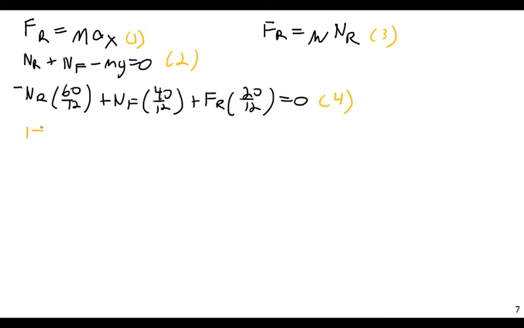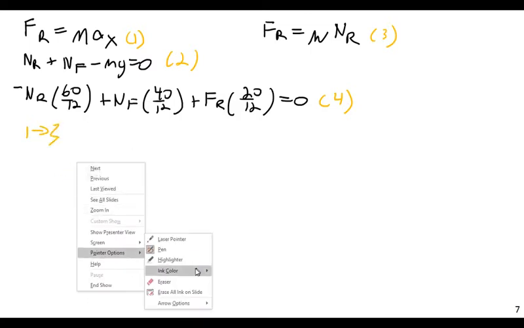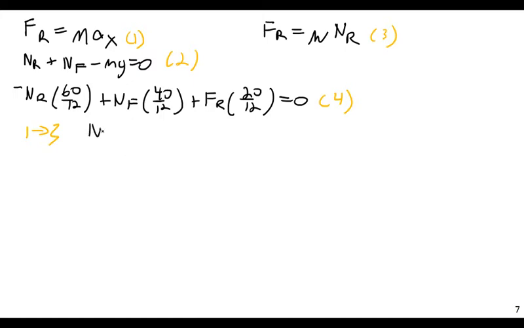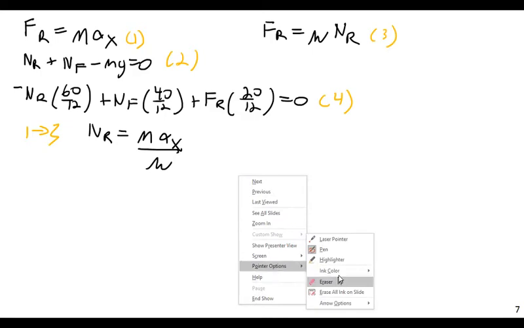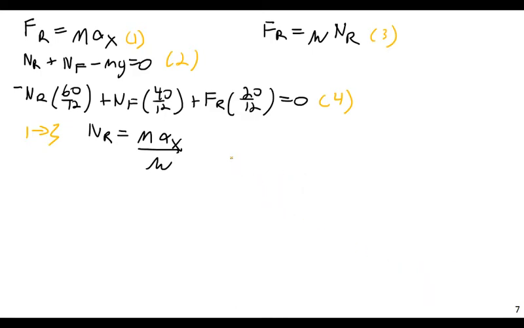Now, let me put 1 into 3. If I substitute 1 into 3, I get an equation that says NR, the normal force in the rear tire, is M times AX over mu. So slowly building this thing up, and that will be equation 5. Now let me build 6 first. I will put 5 next into 2.